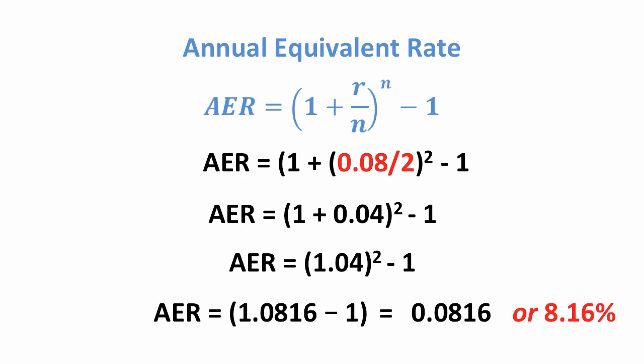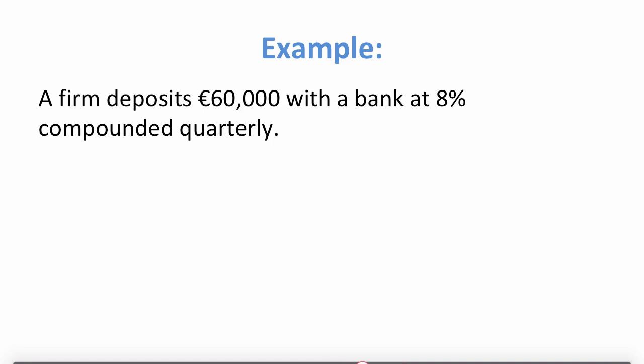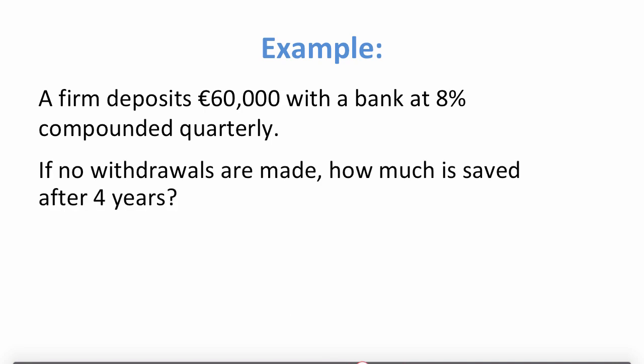So the initial nominal rate of 8% that was offered by the bank is actually returning you a slightly higher rate on your savings because they're paying you twice a year, and you effectively get 8.16%. So that was the first part of that question. We wanted to find out the annual equivalent rate, even though we weren't specifically asked to do that, but we wanted to find out what the rate was. But the second part was that we want to find out how much is saved over that 4-year period if no withdrawals were being made.